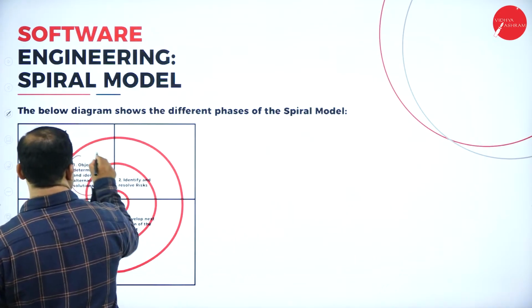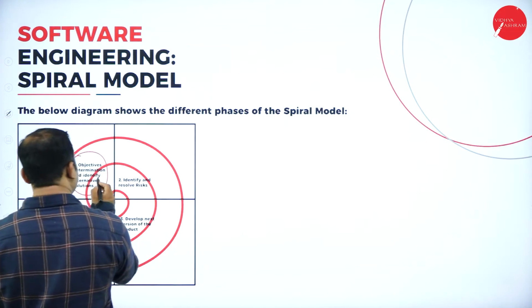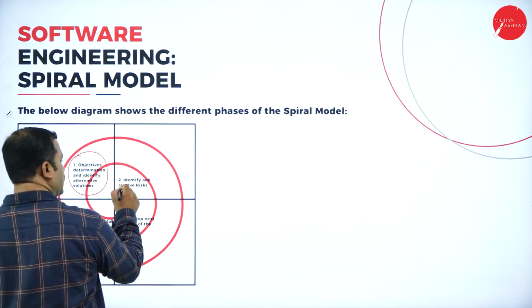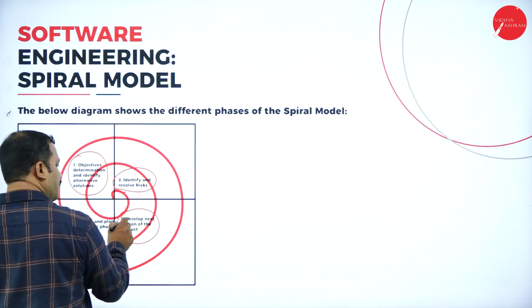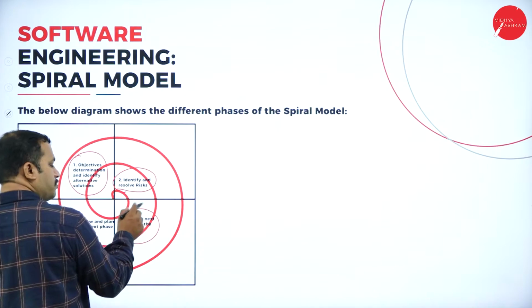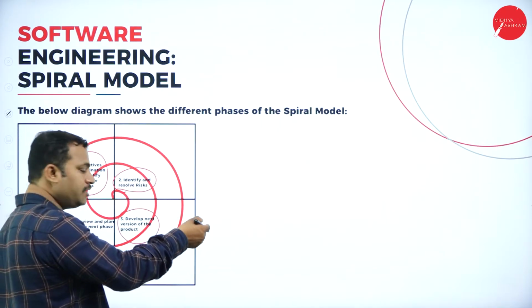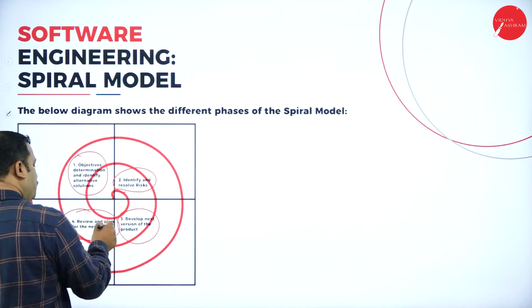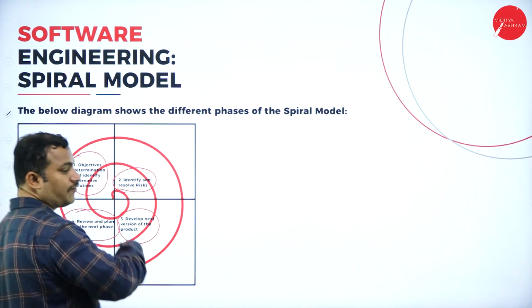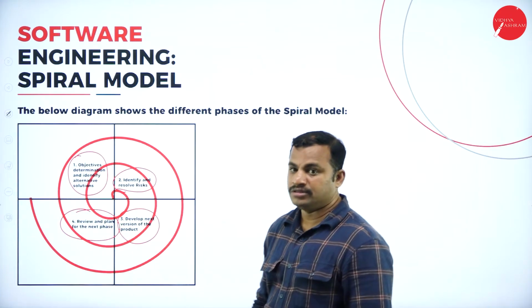The first phase is to determine the objectives and identify the alternative solutions. The second phase is identifying and resolving the risks. The third phase is to develop the next version of the product. Suppose if there is any new feature incorporated into it, the next version of the product is to be developed. Then we have review and plan for the next phase. So we have these 4 different phases in the case of the spiral model.